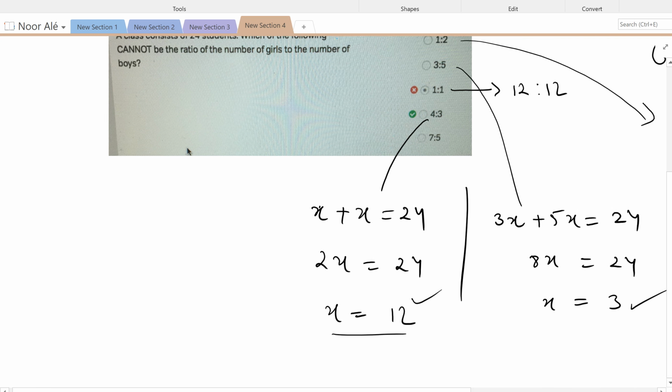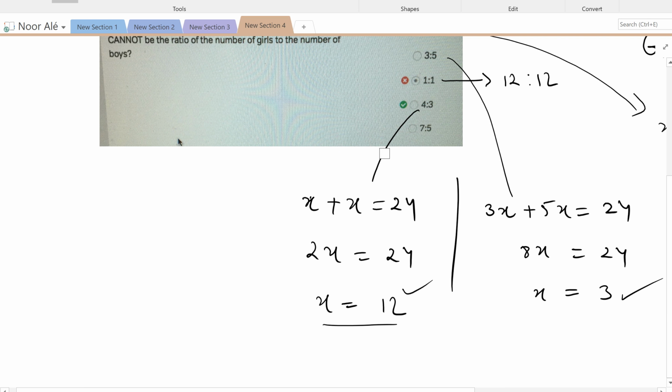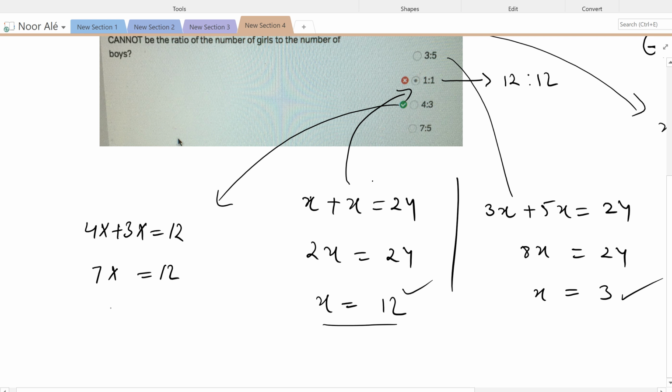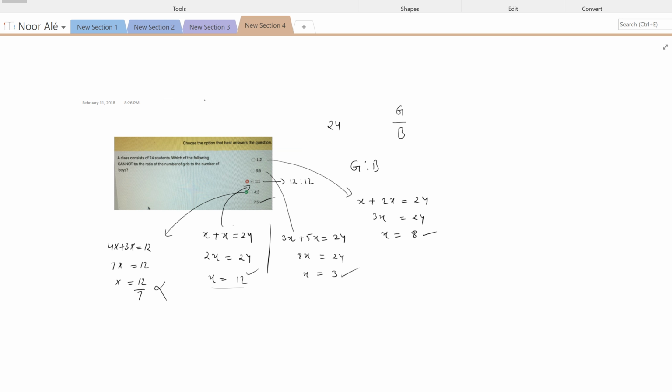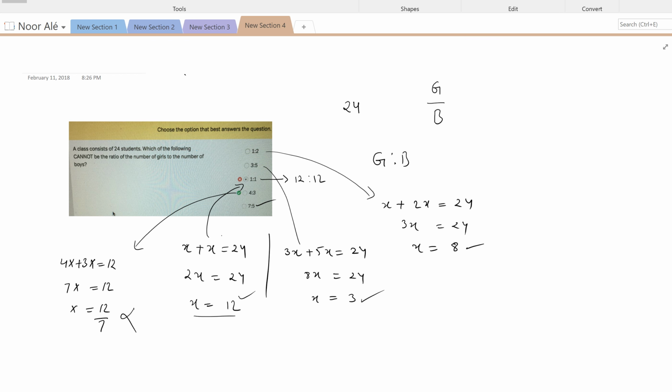Now we do 4 to 3. So that's 4x plus 3x, right? Equals 24. Now 24 divided by 7 is not a whole number. So that means this is not possible. And it's possible for that one as well. So that is that. Yeah, so it's not possible. There we go.